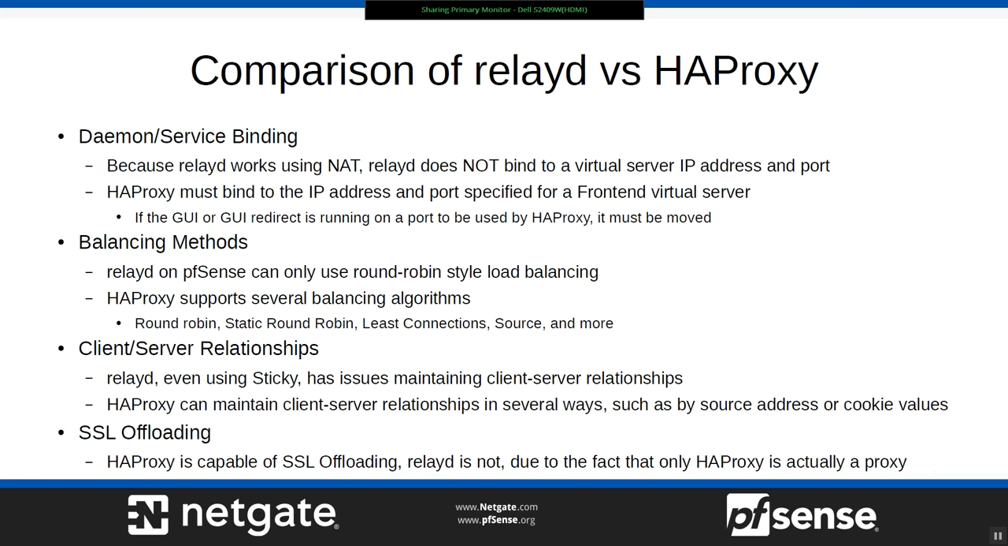Now, HAProxy, on the other hand, because it's a true daemon, is going to be binding to these addresses and ports that you need specifically. So if you need it to bind to your WAN address on the same ports used by the GUI or the GUI redirect that are there by default, you may have to make some adjustments, which we'll talk about on how to get around that. If you need a virtual IP address, it's going to have to be an IP alias or a CARP type virtual IP address because it has to be able to bind to it.